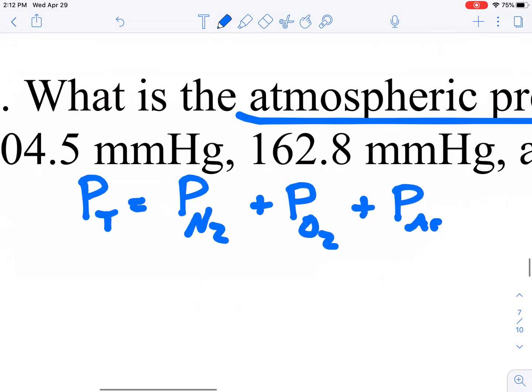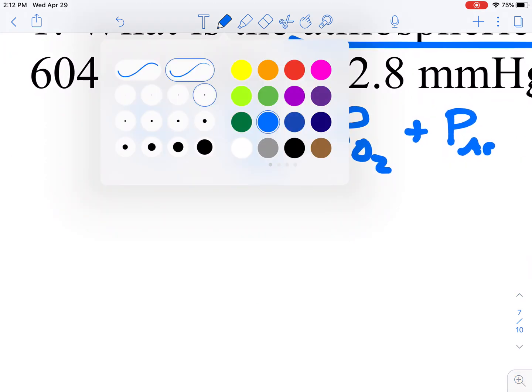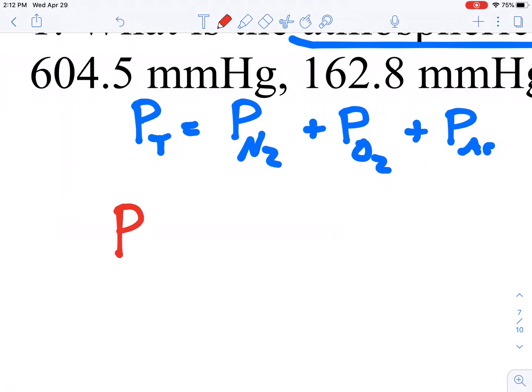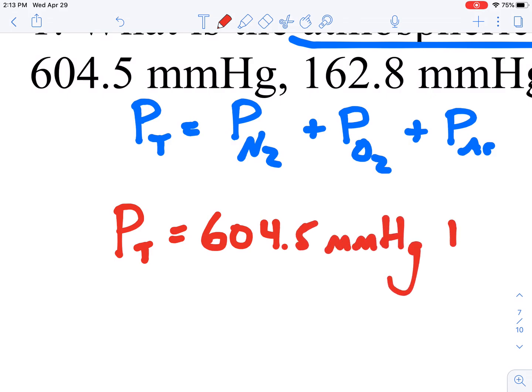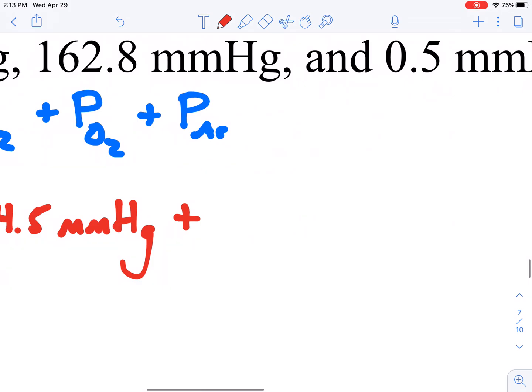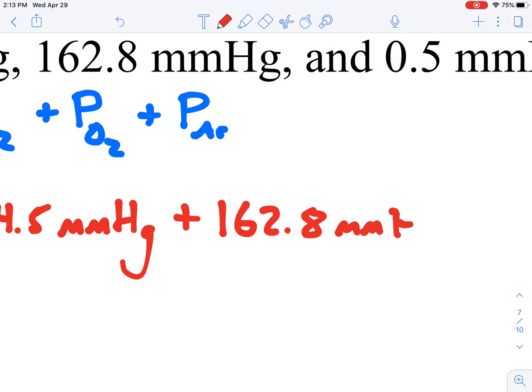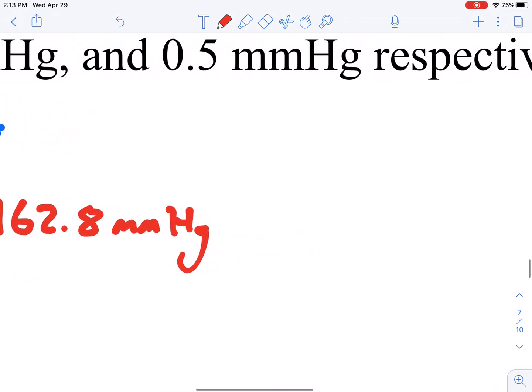And so let's sub in those values. You'll notice that we're given values for each of those. So the total pressure is equal to the sum of the partial pressure of nitrogen, which we are told is 604.5 mmHg, plus partial pressure due to oxygen, which is 162.8 mmHg, plus partial pressure due to argon, which is 0.5 mmHg.